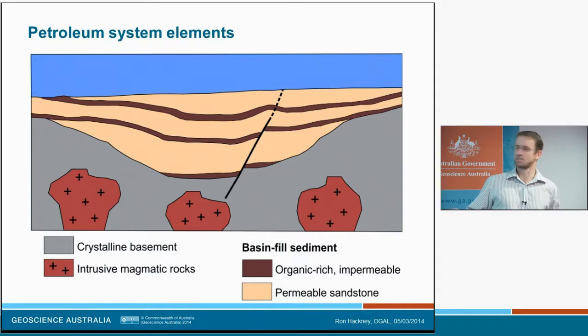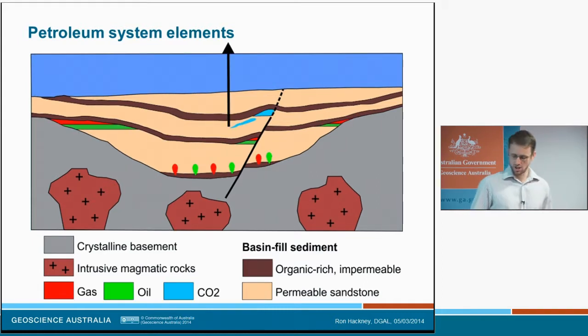It's got a fault in it, an offset in the basement, maybe a little bit of inversion on those layers in there. And the sedimentary basin comprises these permeable sandstones and maybe some layers of organic rich impermeable sediments as well. So when we think of a petroleum system, we're going to think of the source, the reservoir and the seal.